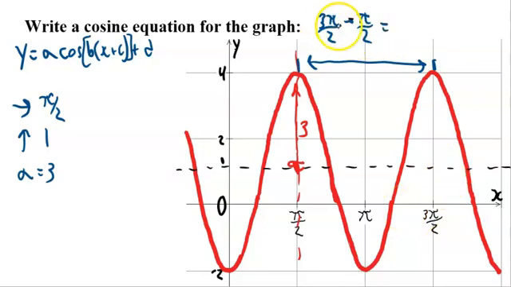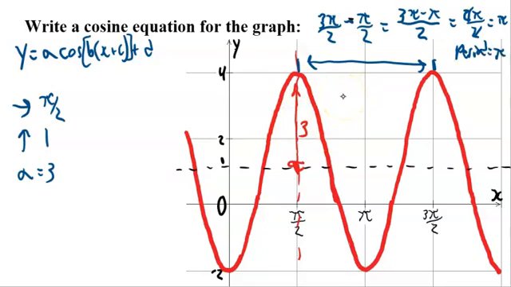These have the common denominator, so you can write it as one big happy fraction. 3 pi minus pi. Well, if you have 3 pi's and you take away a pi, you only have 2 left. So it's 2 pi over 2. And those 2's cancel, so you're just left with pi. And that's our period. Right? Period is pi.